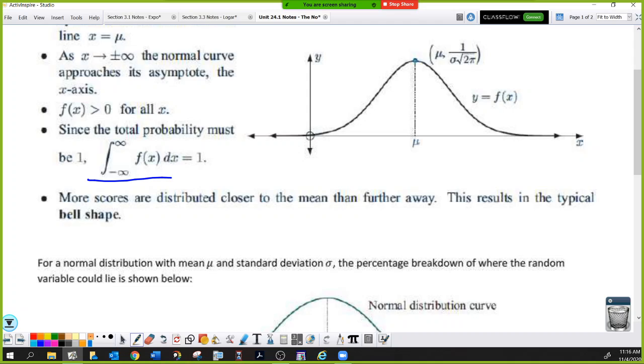For the normal distribution, more scores are closer to the mean than they are further away, and they result in a bell shape. And what's neat is bell shapes happen naturally. This is not something that people invented to be fun.